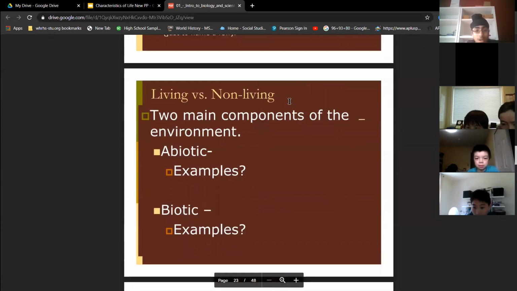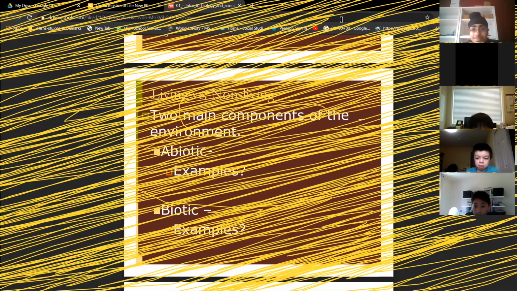So now, living versus non-living. Abiotic means non-living, and biotic means living. Abiotic factors are things like rocks and sunlight.